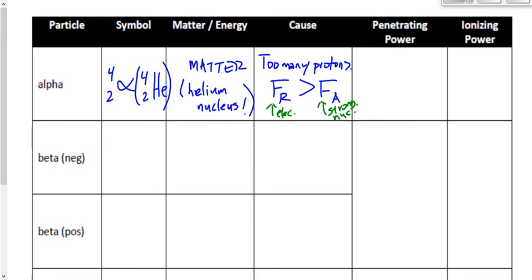Logan, you had a question? The weak nuclear force comes into play with beta decay. Although we're not going to talk about that, we're not going to deal with that, but that's where it does come into play.